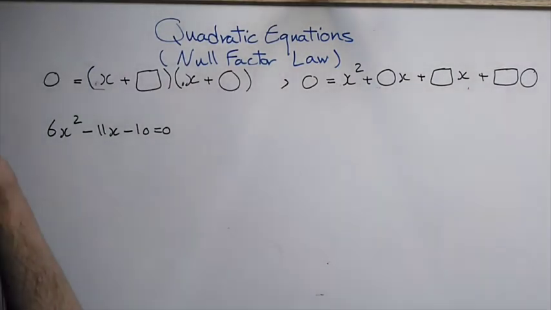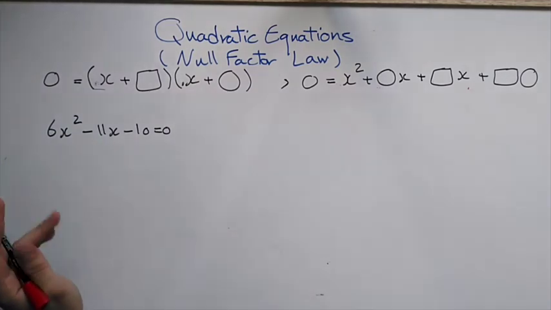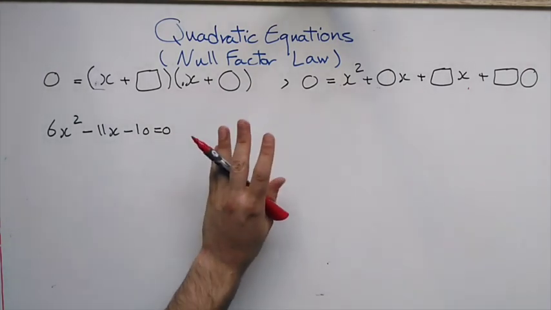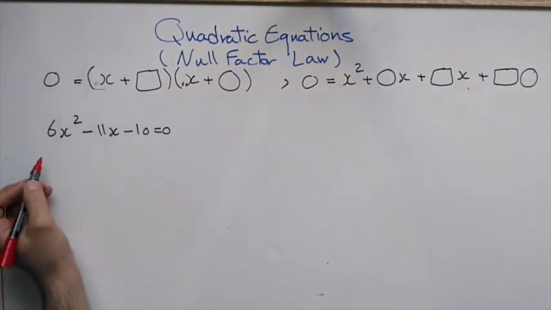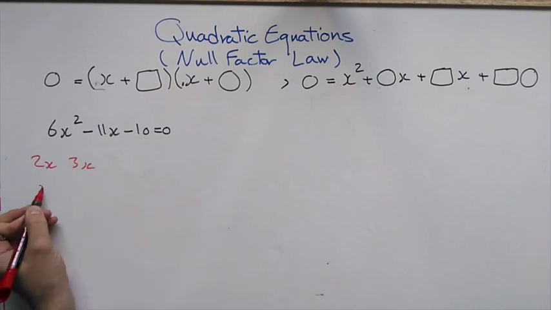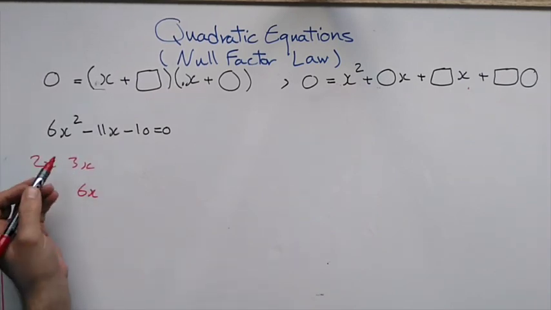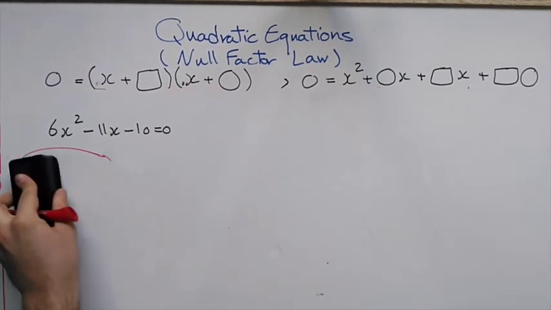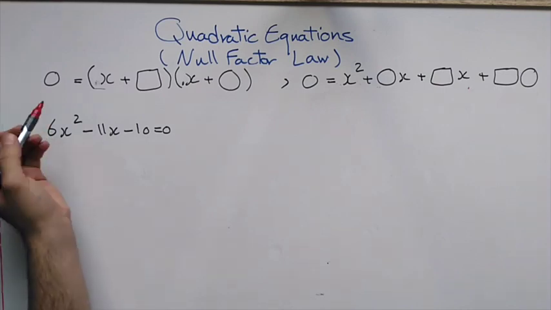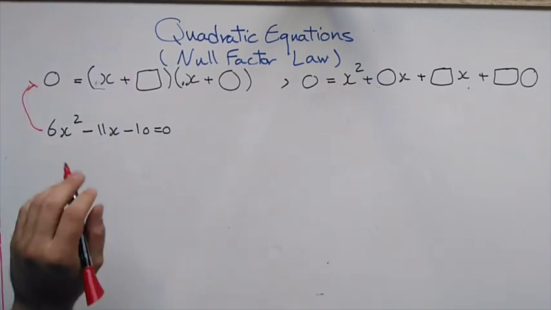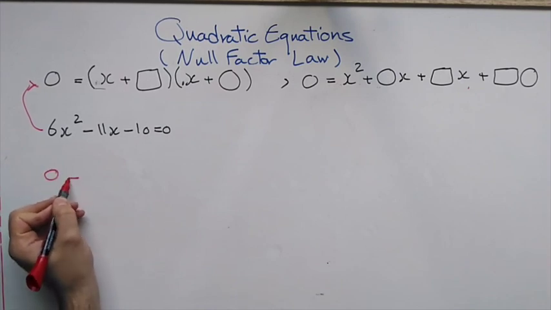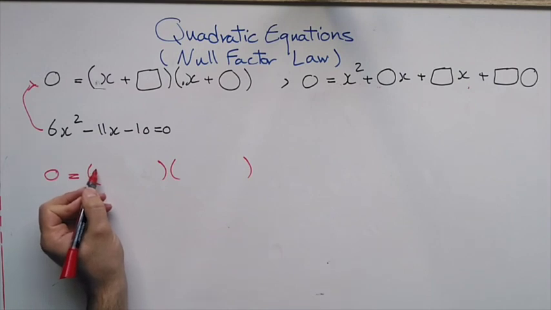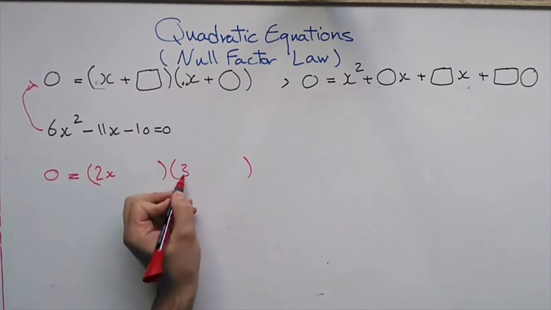So now we're going to solve this example using these two forms of solving a quadratic equation using the null factor law. What we should do is factorize this. The 6x squared can be factorized into two possible values. It can be either 2x and 3x or x and 6x. I'm going to choose 2x and 3x just by chance to test. So we're going to change this format into this format. So 0 equals, we have our two brackets. Here we have 2x, and here we have 3x.